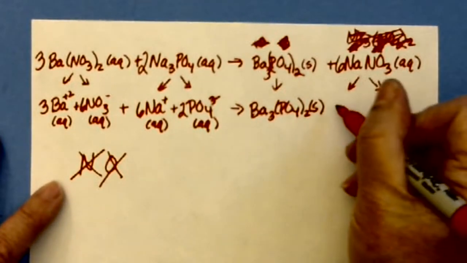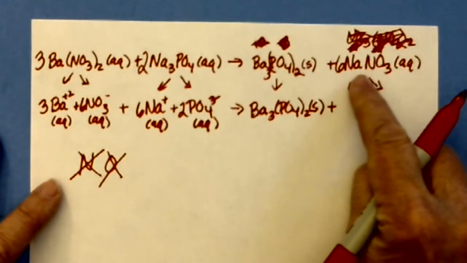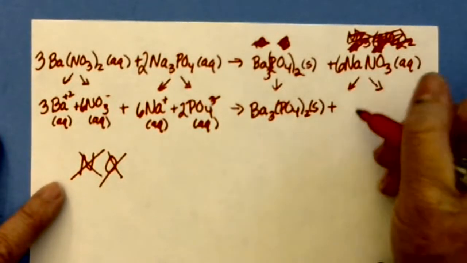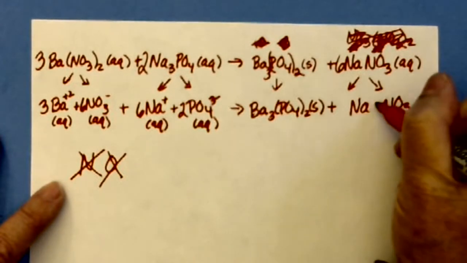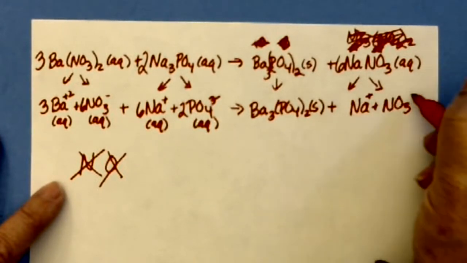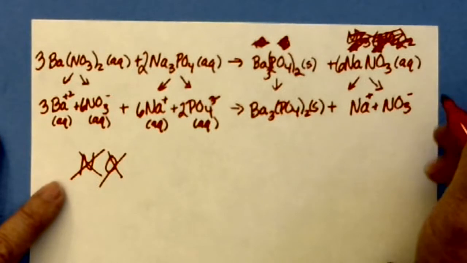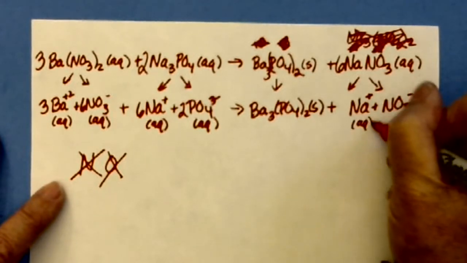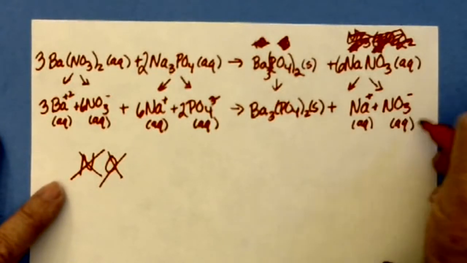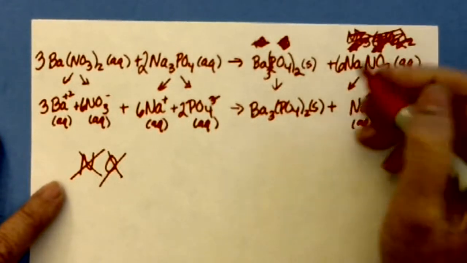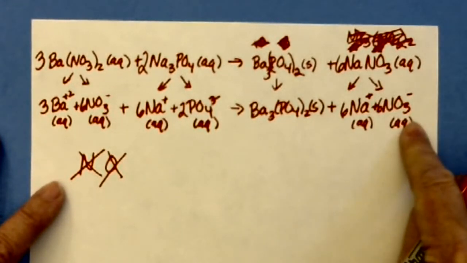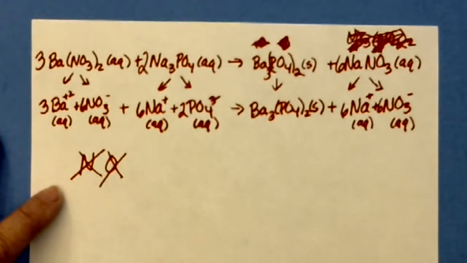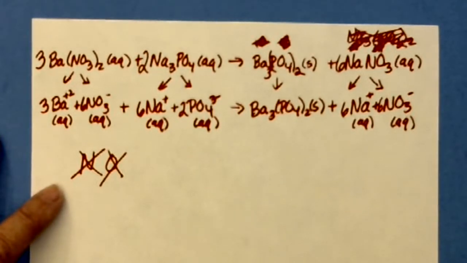Last one, sodium nitrate does break apart into sodium and nitrate. So it breaks apart into sodium and nitrate. And when it's broken apart, this is charged and this is charged. And they're both aqueous. And then how many do I get? I get 6 sodiums and 6 nitrates. And there we have our total ionic equation.